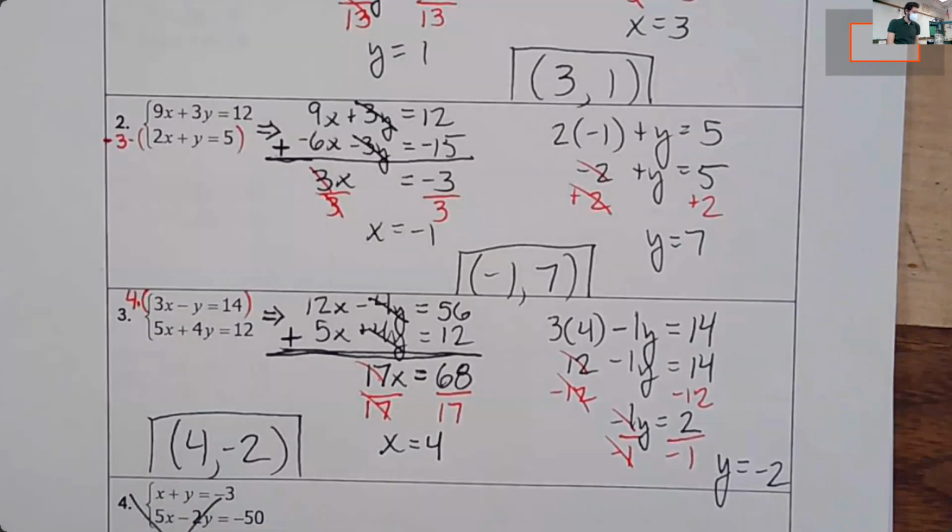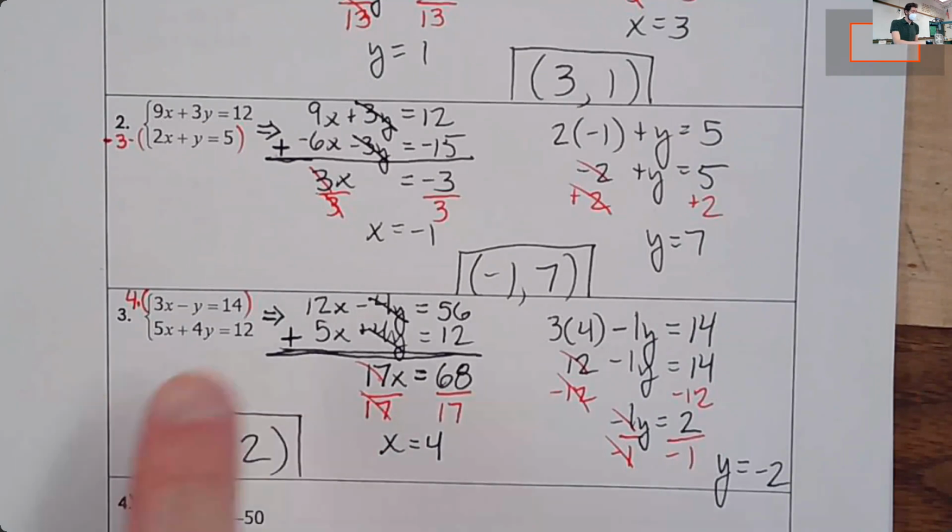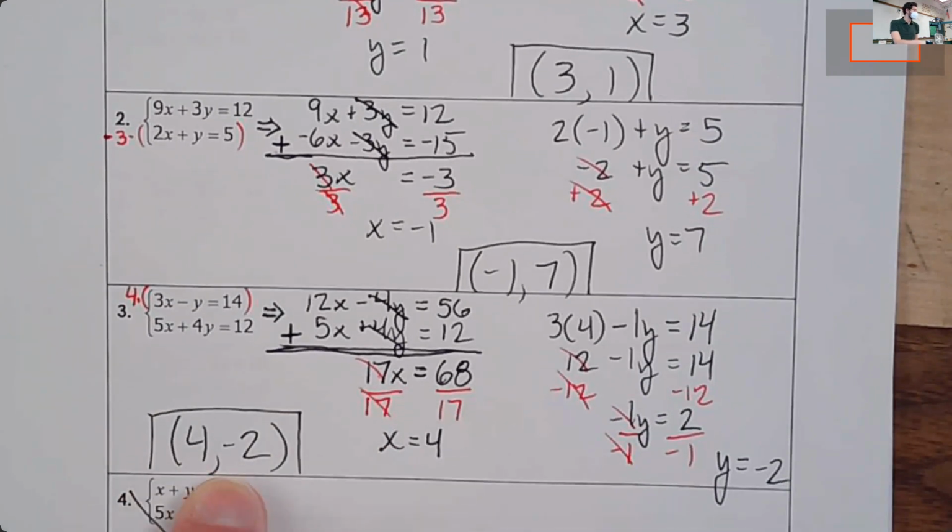And I just want to reiterate again, if we were to graph these two equations, meaning if we were to get the y's by themselves and graph using slope intercept, these two lines would cross at the point 4, negative 2, just like we saw last week.